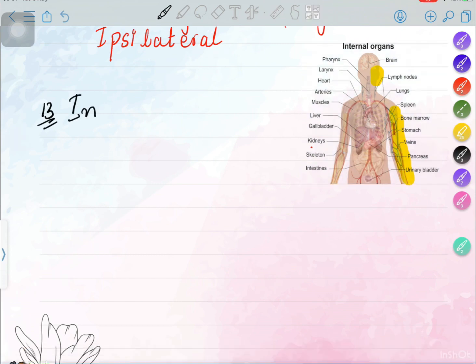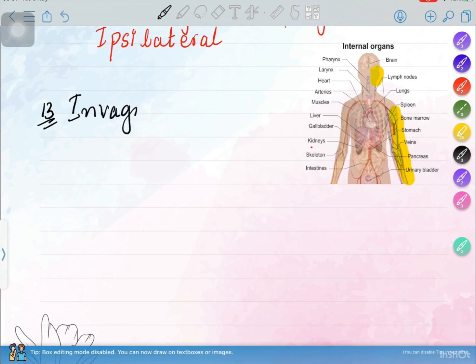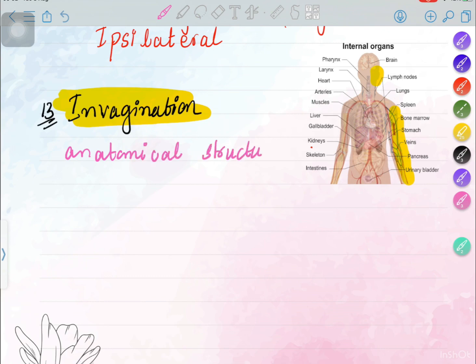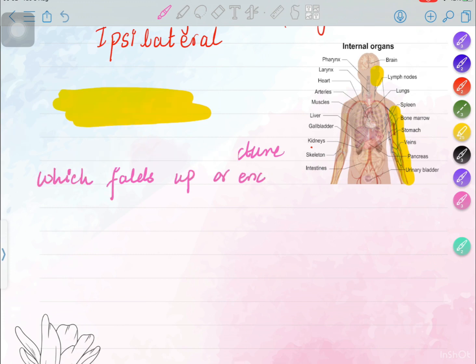Number 13 is invagination. Some people call it that, and I am 100% sure that Jack and Sim have learned these words. Invagination you might have heard in your A levels or in IGCSE. Exactly, engulfing. So invagination means it's an anatomical structure. Anatomical means related to your body. Anatomy means body, correct? An anatomical structure which folds up or encloses into a sheet-like structure.